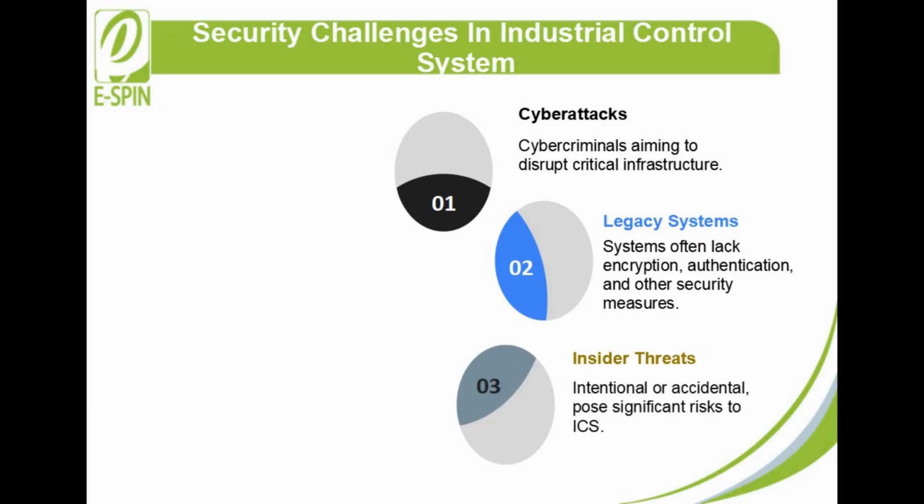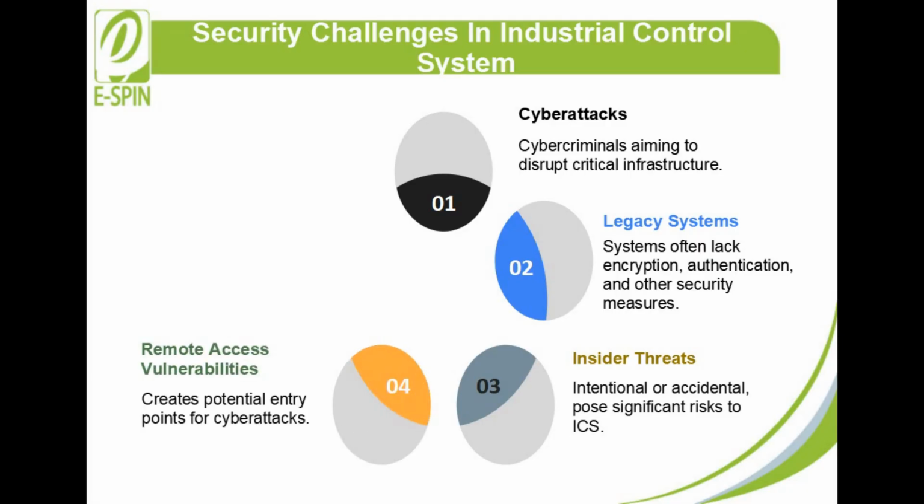3. Insider threats, whether intentional or accidental, pose significant risks to ICS. Unauthorized access to control systems, incorrect configurations, or deliberate sabotage can lead to system disruptions or data breaches. 4. Remote access vulnerabilities. Remote access is necessary for maintenance and monitoring but also creates potential entry points for cyber attacks. Poorly secured remote connections can be exploited by attackers to gain control of critical systems.